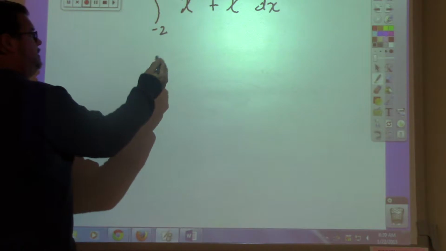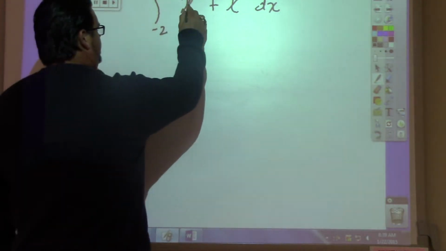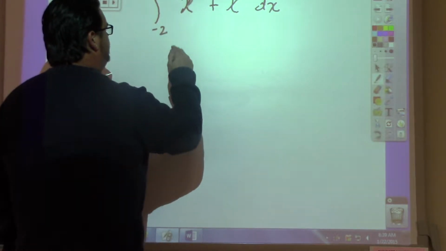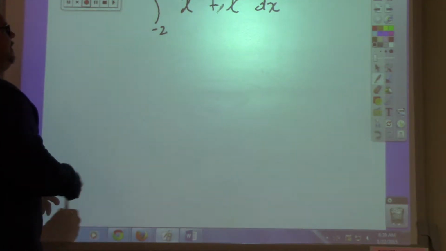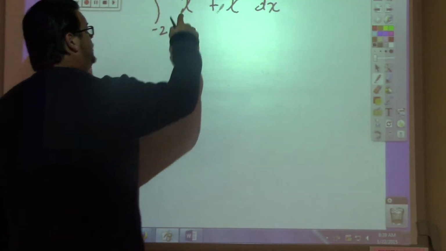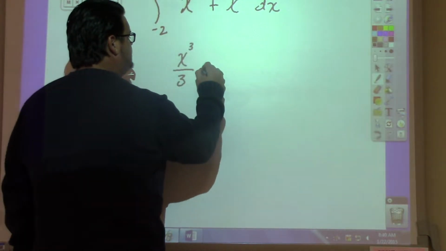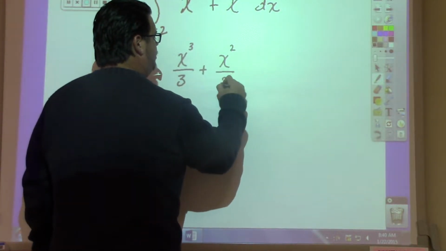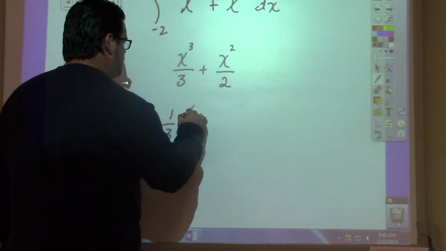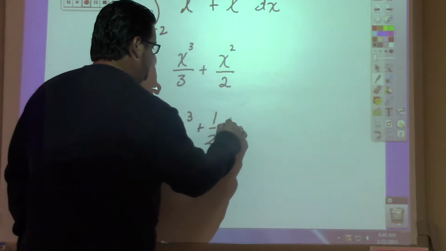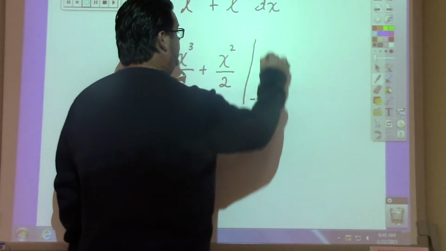So you could do this two different ways. You could find the antiderivative of both, or you could separate it into two because of the positive. I don't care which one you do. This would be x to the third over 3 plus x squared over 2, or you could write it as 1/3 x cubed plus 1/2 x squared, both evaluated at -2 and 0.